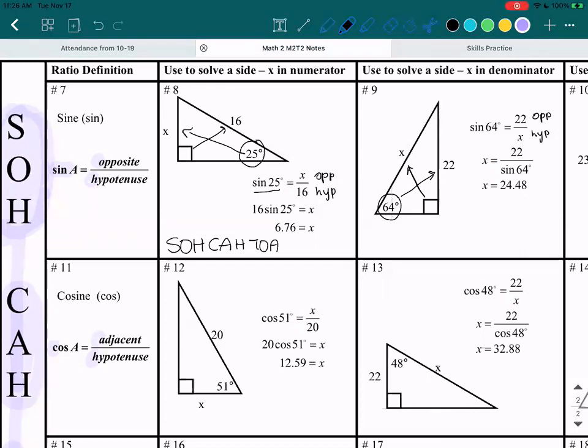And since x is in the denominator, what you can actually do is switch the x and the sine of 64. So now instead of sine of 64 is equal to 22 over x, it's x is equal to 22 over sine of 64. So literally the bottom switches with the other side. Okay, so that is the process we can use for that. And then you can just type 22 divided by sine of 64 into your calculator to get the x all by itself. Are there any questions on that one?